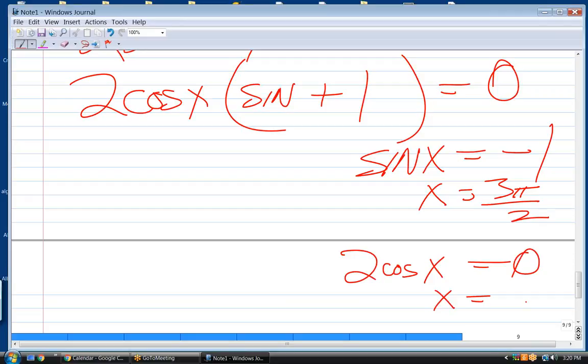So 0 divided by 2 is 0, right? In other words, x equals 0. It's the same problem as this. Okay. So where cosine is 0 is pi over 2 and 3 pi over 2.